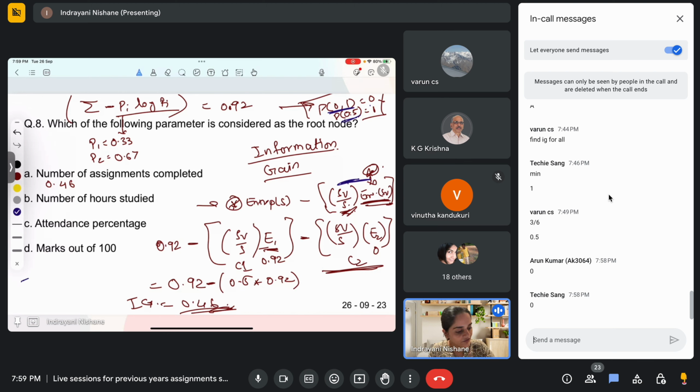So what will be the information gain? Here I will write it here. What will be the information gain? See the entropy value, which was 0.92. Agreed? Everyone on same page? Yeah.